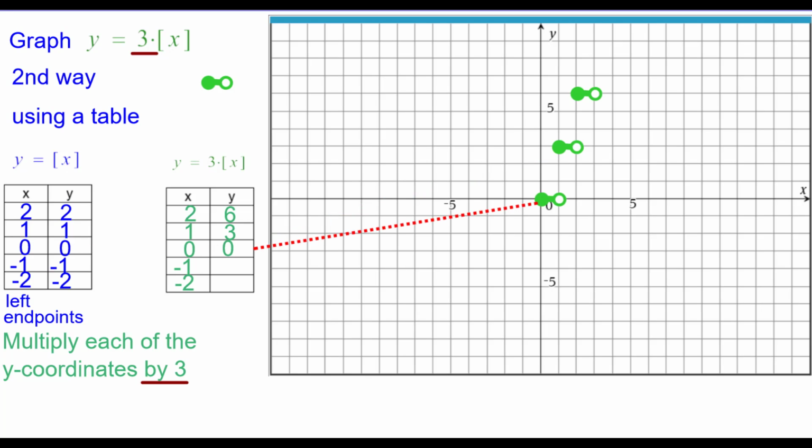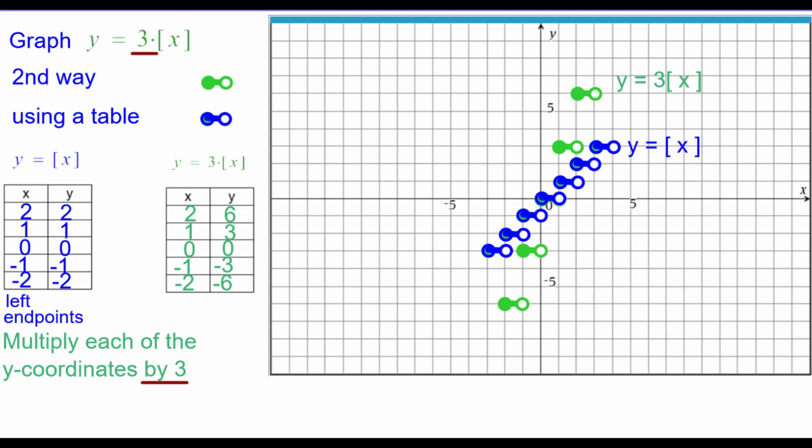The origin remains the same. Multiplying by 3 does not change 0. Negative 1 times 3, negative 1 comma negative 3 is where the left endpoint is, and negative 2 comma negative 6. Of course, the steps keep going on infinitely, but that's all we'll plot just to get the idea. And of course, we compare that to the parent function.